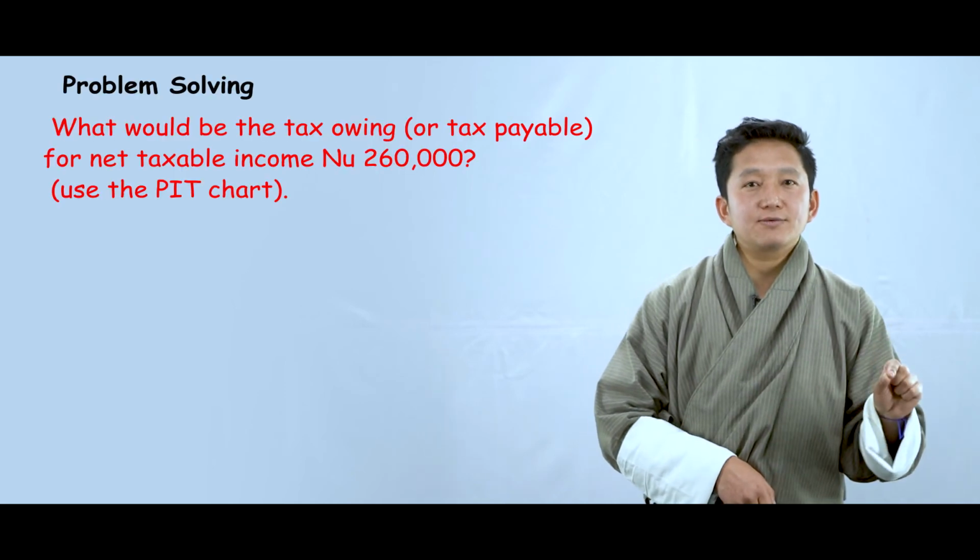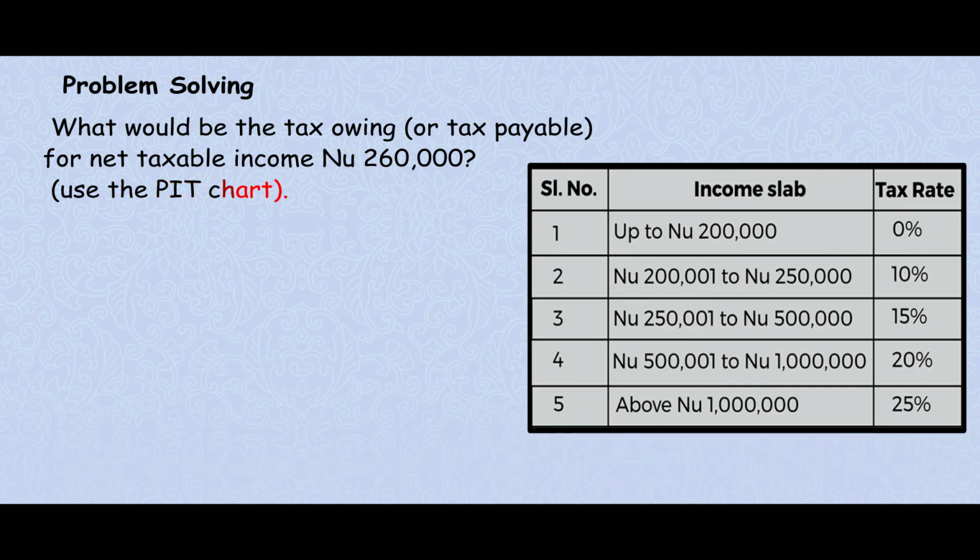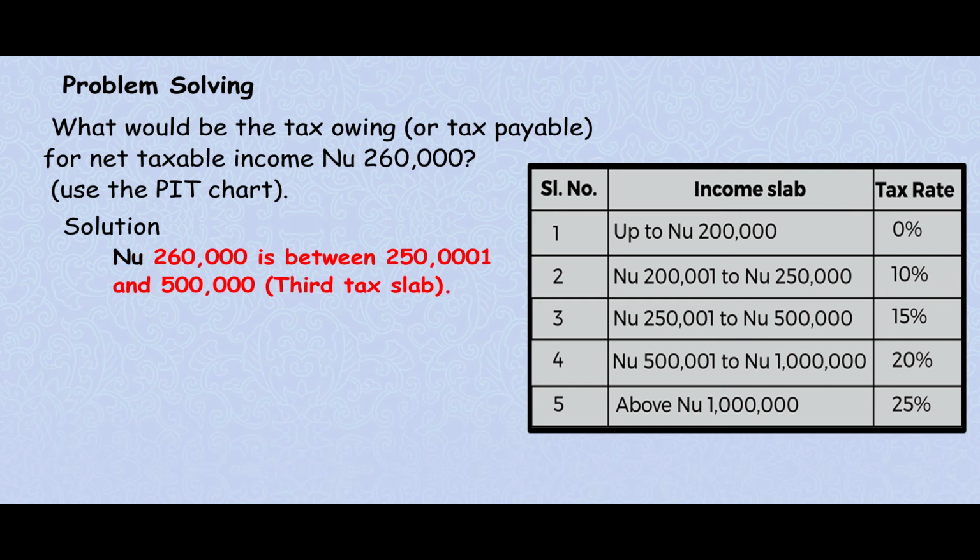Then, remembering those concepts, tax slabs and the deduction rates, we are going to solve some problems. First problem is on personal income tax. How much tax you have to pay on a net taxable income? Question: what would be the tax owing, that is tax payable, for net taxable income Nu 260,000? Use the PIT chart. Solution: Nu 260,000, that is the net taxable income.